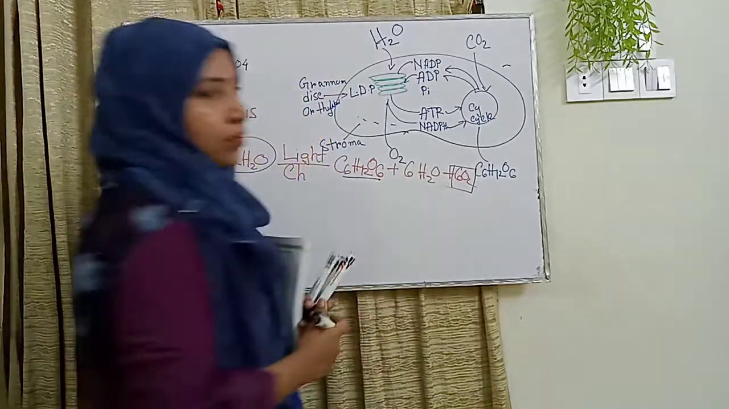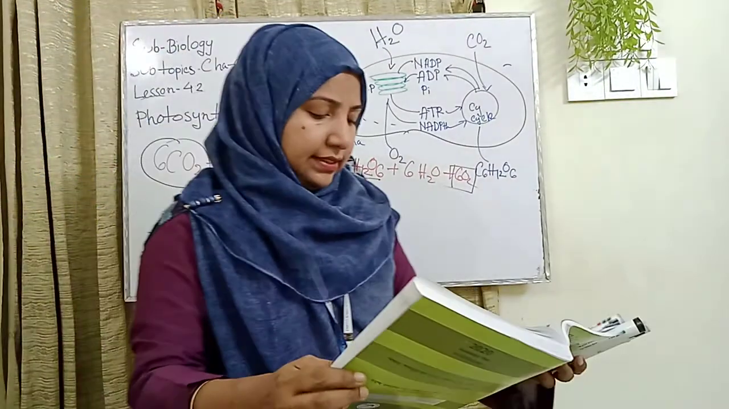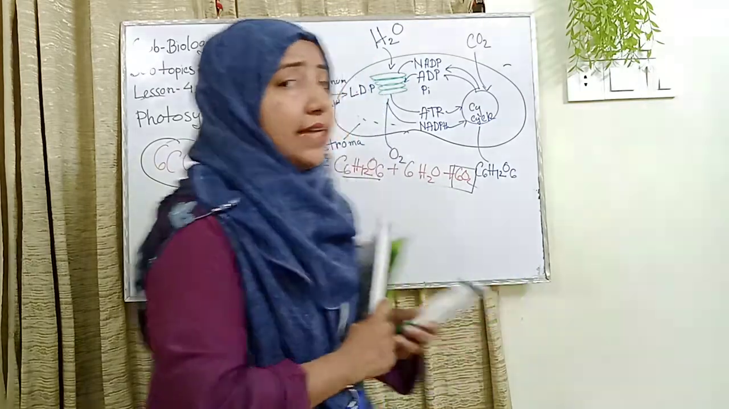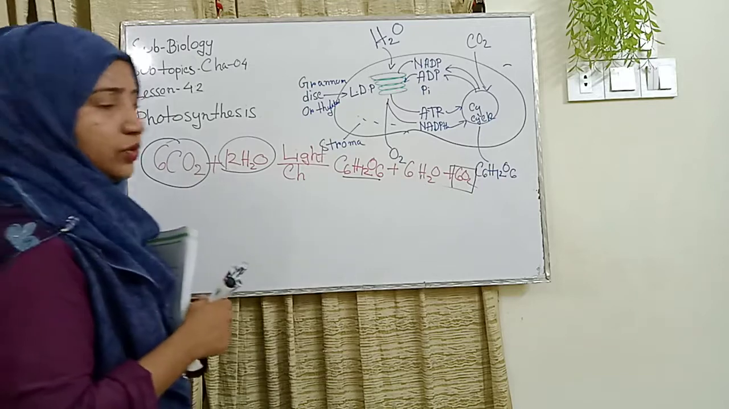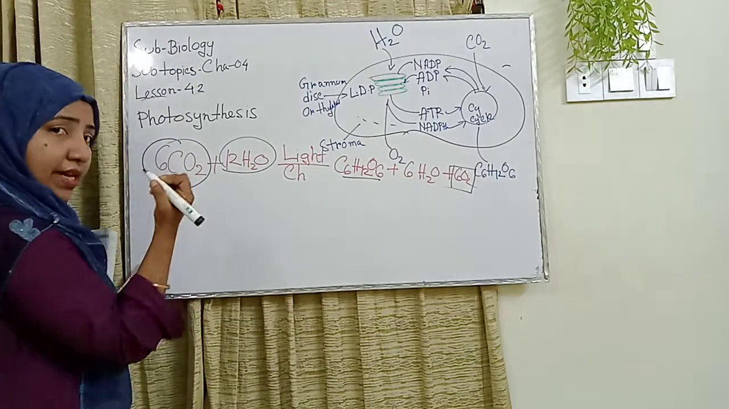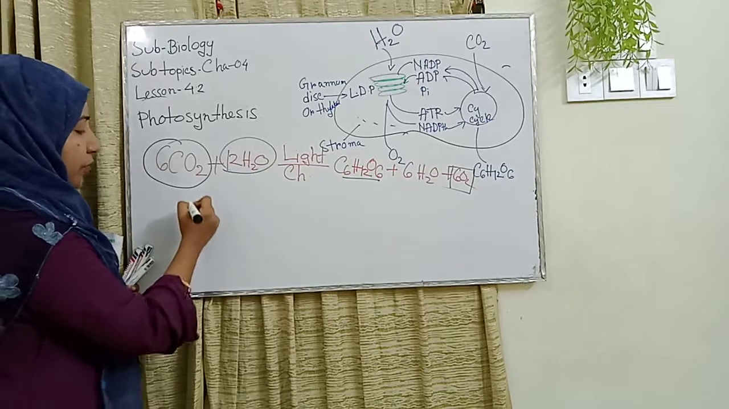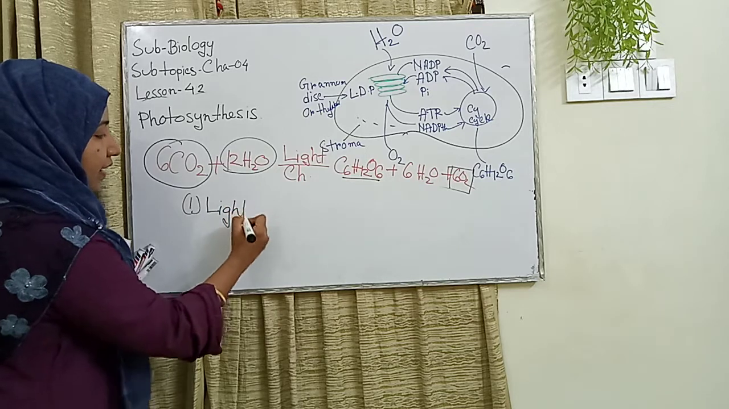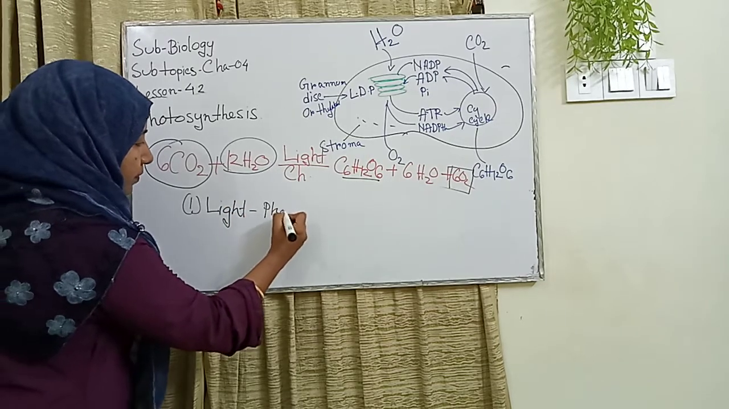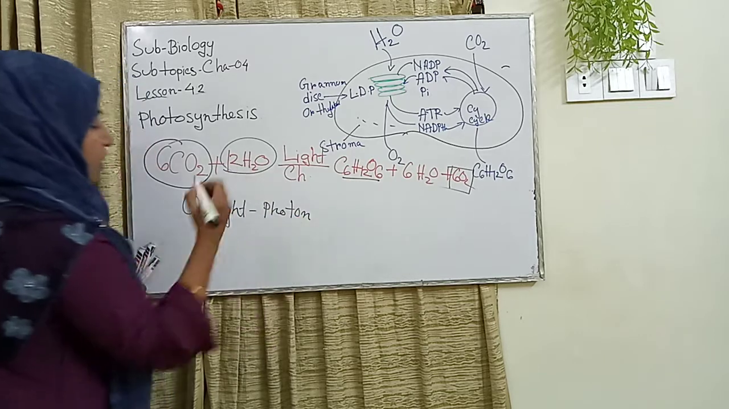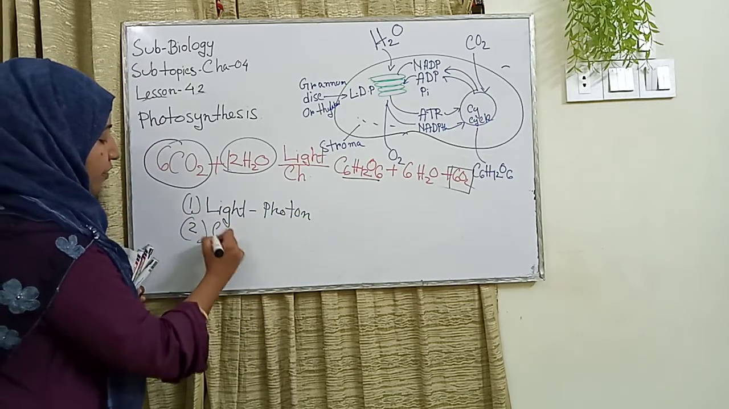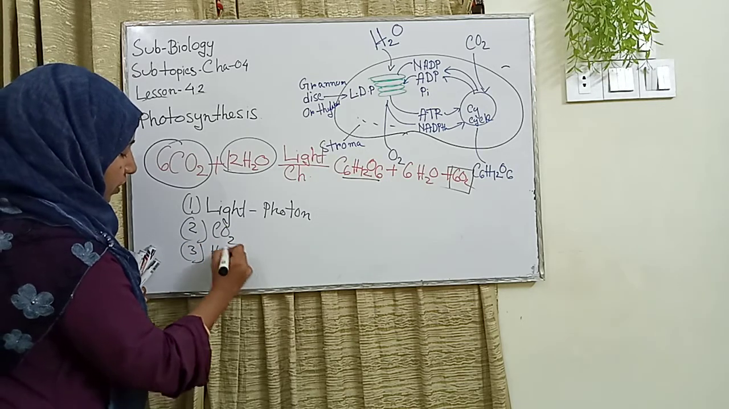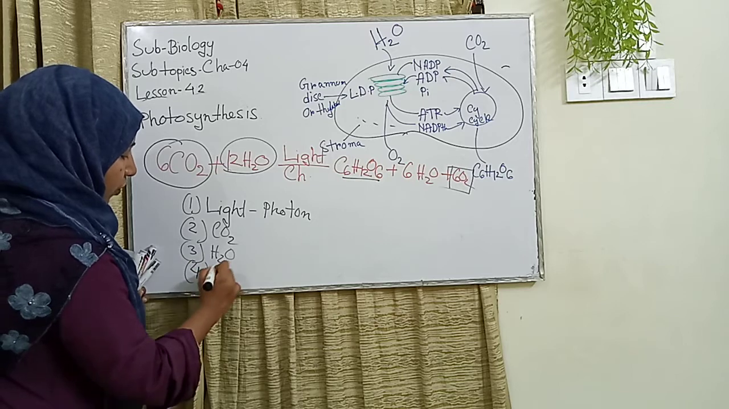Yes. Now we can see in this book the essential components of photosynthesis. How many components of photosynthesis are there? There are basically four main components. One is light, basically ultra structure light or photon. Please write this. Photon. Two is carbon dioxide. Three is H2O and four is chlorophyll.